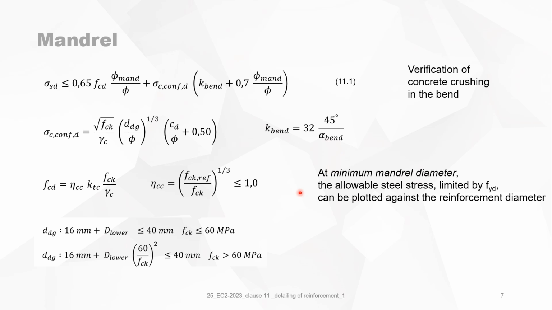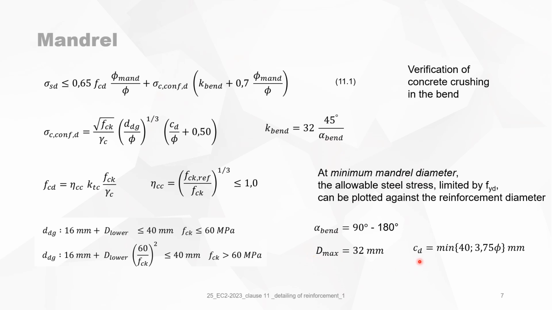Now, at the minimum mandrel diameter, the allowable steel stress limited by FYD can be plotted against the reinforcement diameter. Just to give you an idea what formula 11.1 means. We will do this exercise for two typical cases: alpha bend equal to 90 degrees and 180 degrees. 90 degrees corresponds to stirrups. 180 degrees is a typical pin. We will also take the worst case, which is Dmax 32 millimeters.